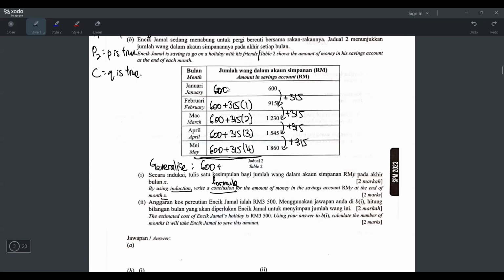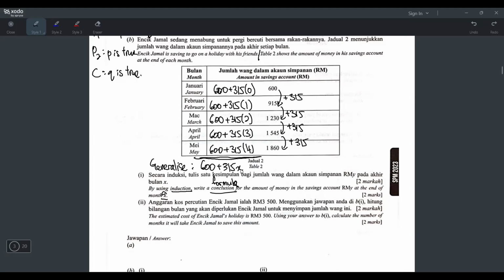So you can write like this. And this one is actually 315 times 0. Okay, because 315 times 0 is 0. That's why then 600 plus 0 is 600. Okay, and why I write like that is because I want you to see that all this value has 600 plus 315. So my conclusion also got 315. But for the 0, 1, 2, 3, 4, I have to change to n. But in this case, they want to use x, right? Okay, so I will write x like this.